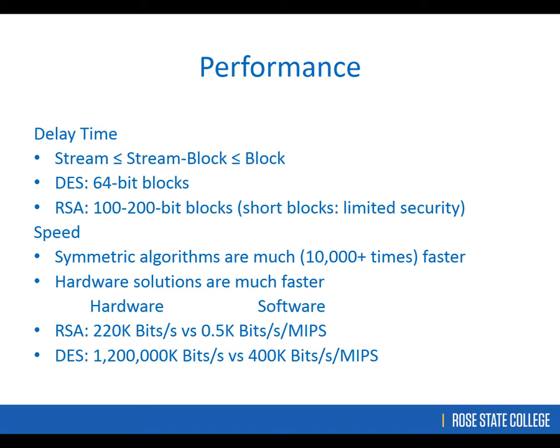Block is kind of in the middle. DES uses 64-bit blocks. We know that, broken into two 32s. Y'all know all that. You just did homework on that, I hope. Okay. RSA uses 10 to 200-bit blocks. So they're bigger, could take longer. But now with our networks, it shouldn't be that big of an issue. Okay. Symmetric, 10,000 times faster. That's why we use it.